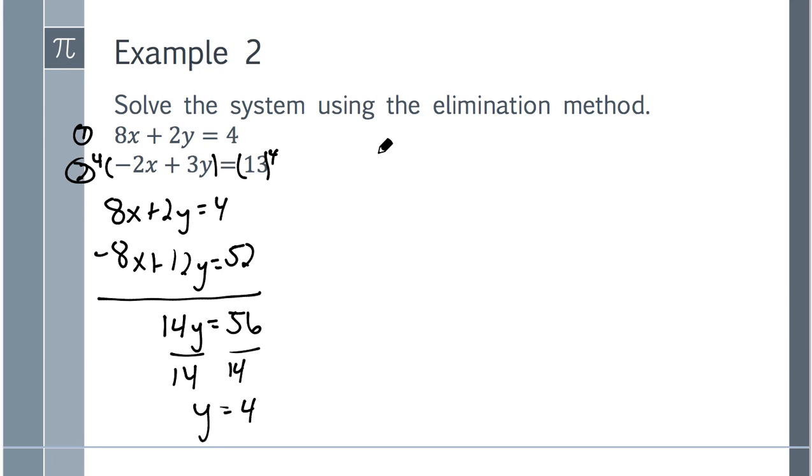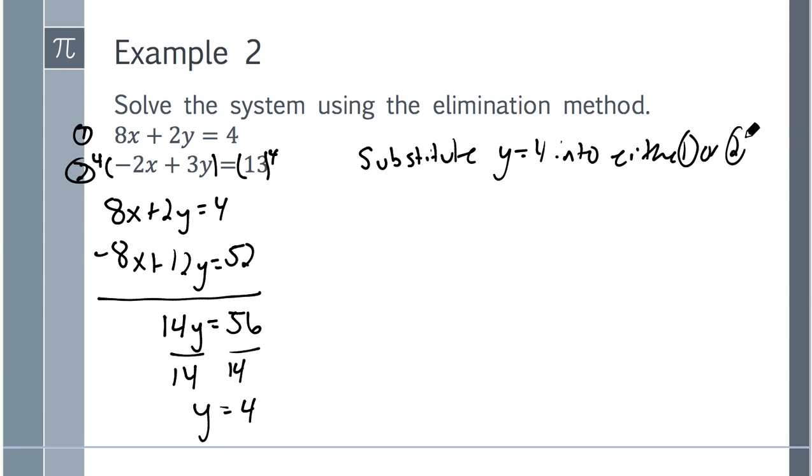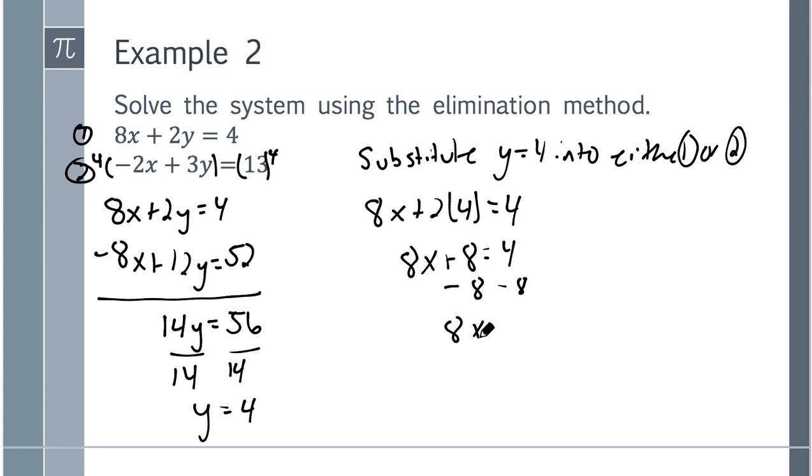All right, now that we've done that, the next step is you substitute the y equals 4 into either equation 1 or equation 2. So I'm just going to pick equation 1 because it doesn't matter. So we have 8x plus 2 times y, which is 4, which equals 4. Solving for x, so we have 8x plus 8 equals 4. I subtract 8 from both sides, so I have 8x equals negative 4, and I divide by 8. So I have x equals negative 1/2.